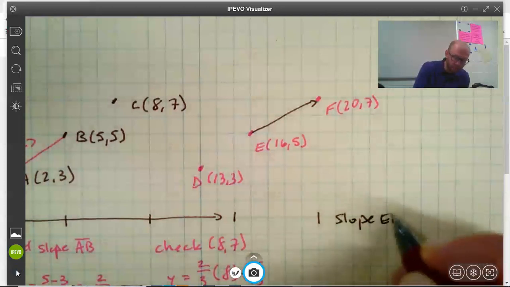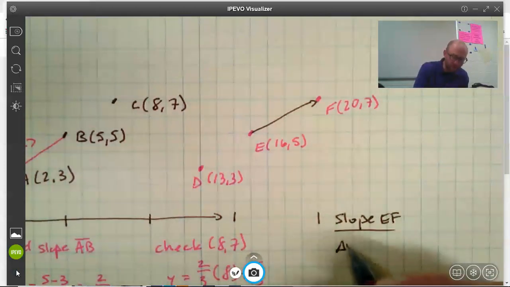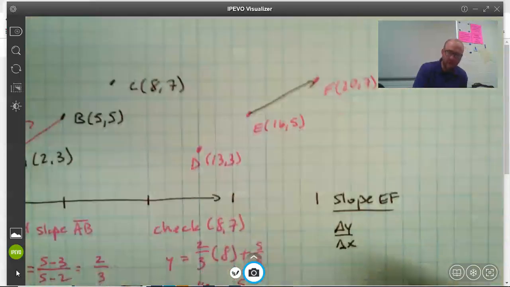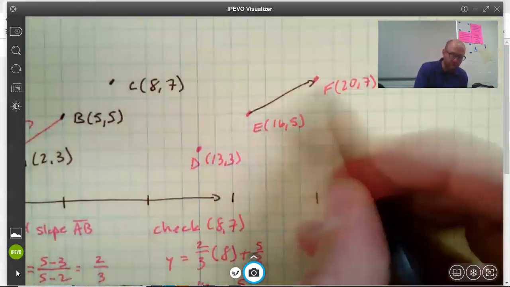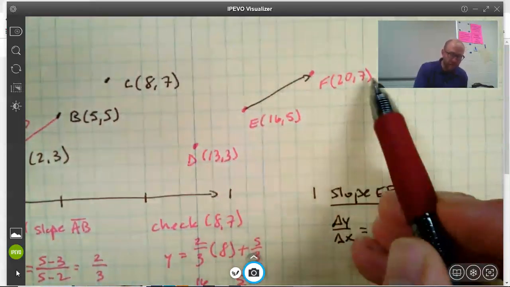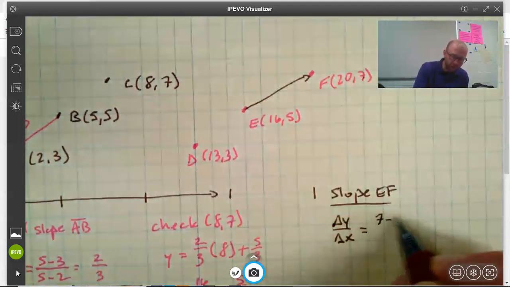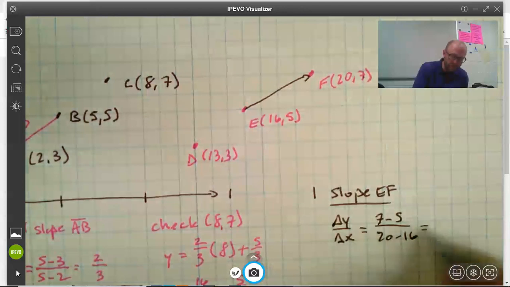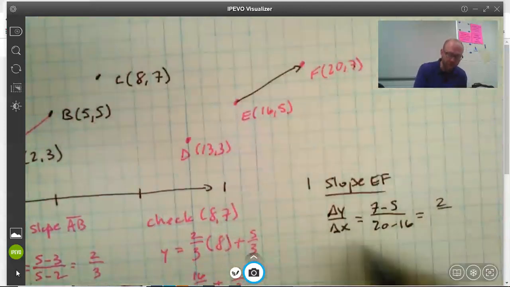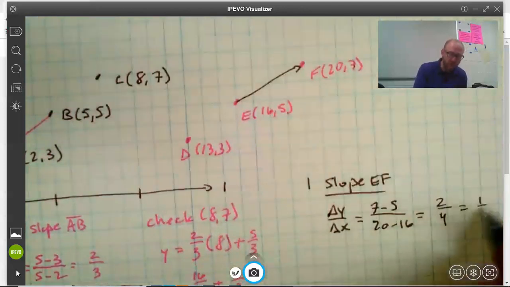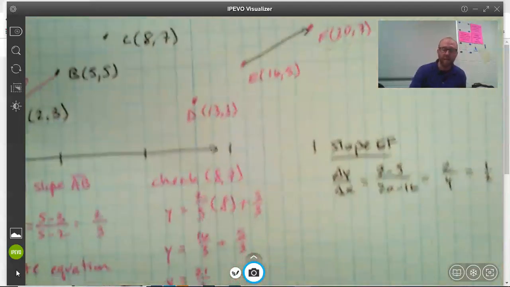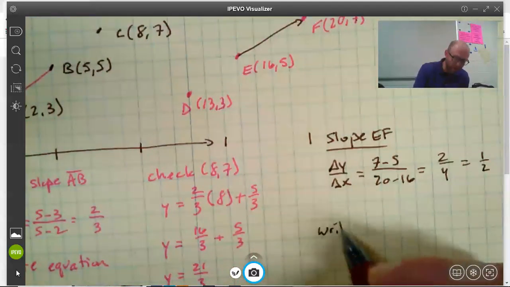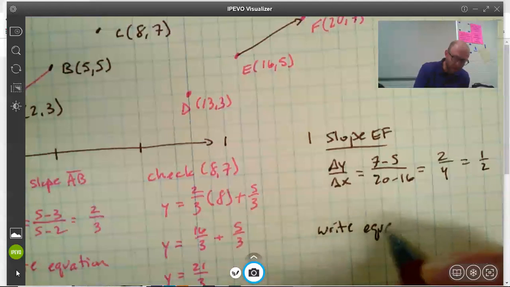the slope of EF. So I've got our change in y over our change in x. If we're traveling this direction, end minus start, 7 minus 5 for the y, and 20 minus 16 for the x. 7 minus 5 is 2, 20 minus 16 is 4, so the slope is 1/2. Okay, so next, write the equation.